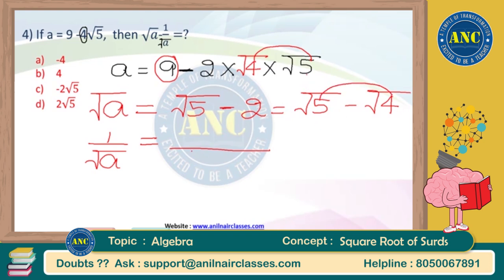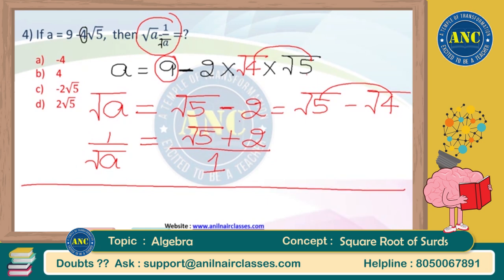That means 5 and 4 difference is 1. That is your denominator. Numerator is minus, change it to plus. So root 5 plus 2 is the numerator. Now question says we should subtract those two. What is the difficulty here for you? No difficulty, right? Root 5 minus root 5 cancels. Minus 2 minus 2. Answer for this question is minus 4, which is option A.